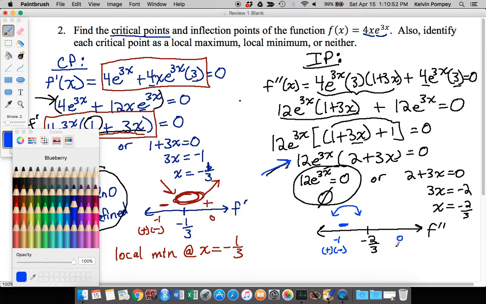This first part is going to be positive, and the second part is also going to be positive, so I get positive. So since it changes signs, I don't really care whether it's negative to positive or positive to negative. As long as it changes signs at this point, I can say that x equals negative 2/3 is an inflection point. I'm going to abbreviate inflection point with IP.